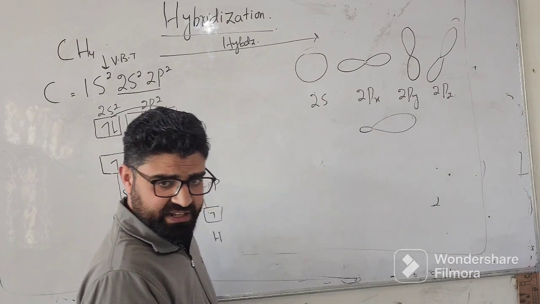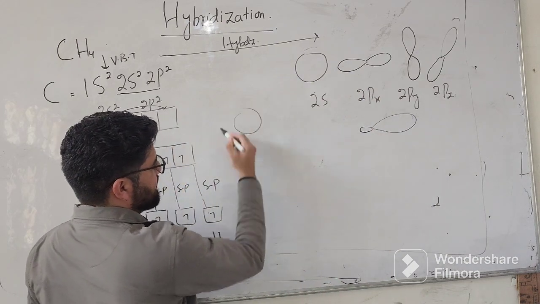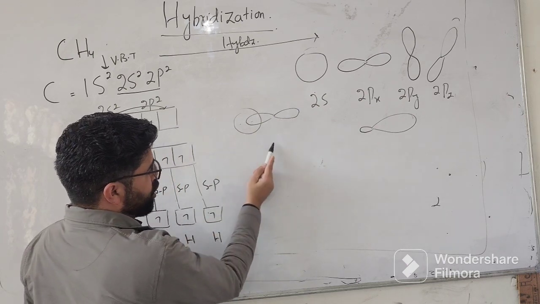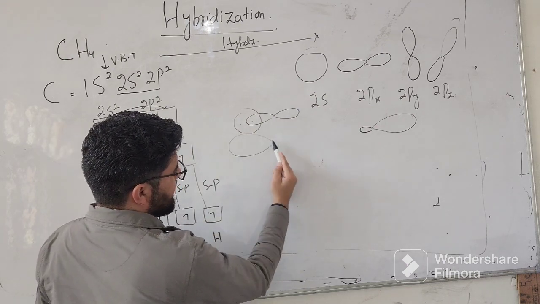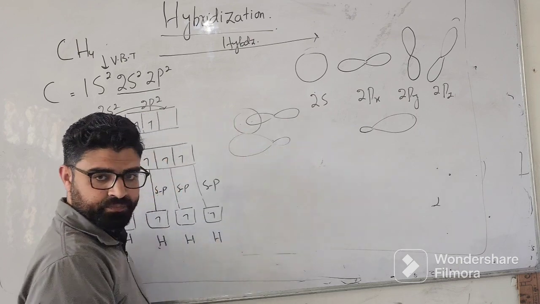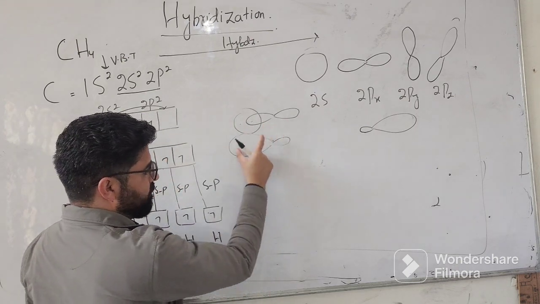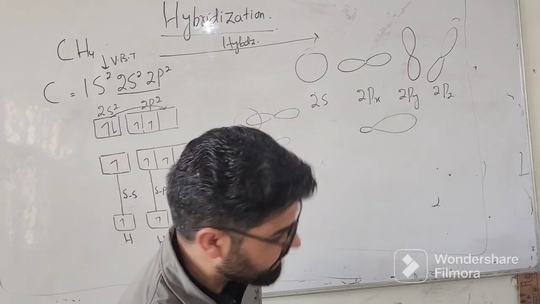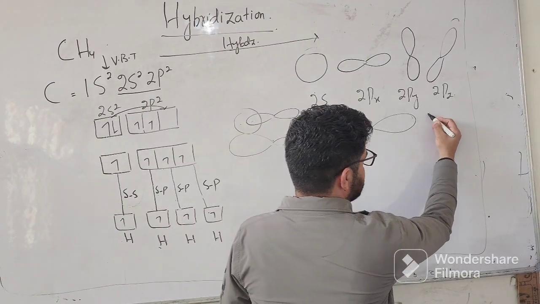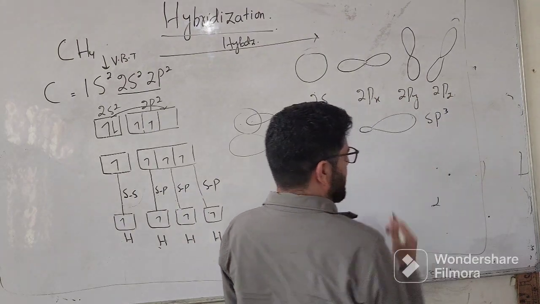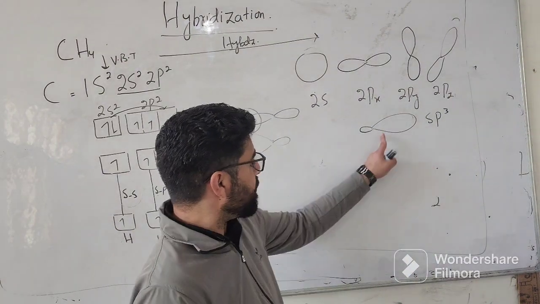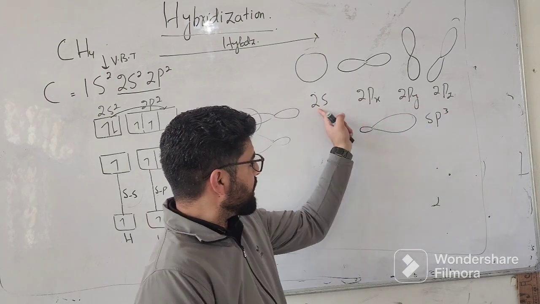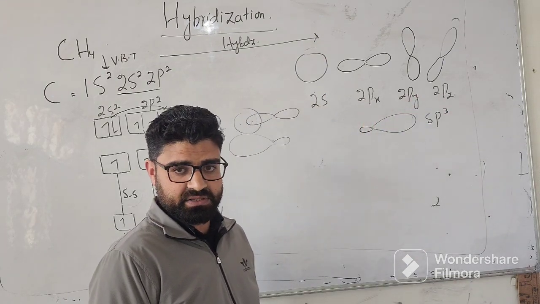Why is it represented like this? Simply, if this is an s orbital and this is a p orbital, when they mix, these 2 lobes will form a bigger lobe, and this will form a smaller lobe. Electron density on the one side will be more. So the hybrid orbital is represented like this, and this hybrid orbital is called an sp3 hybrid orbital, because it is formed by 1s orbital and 3p orbitals. This hybrid orbital is called sp3 hybrid orbital.